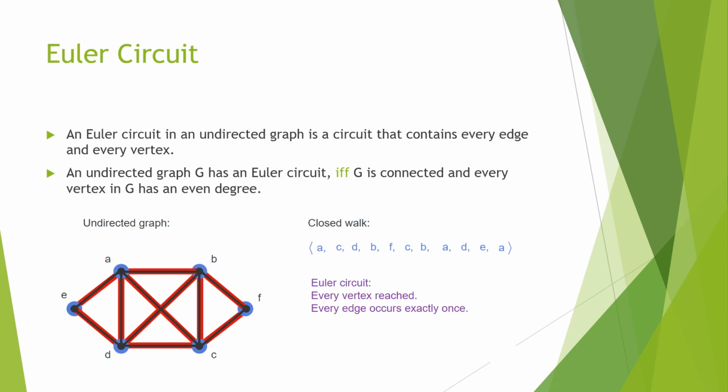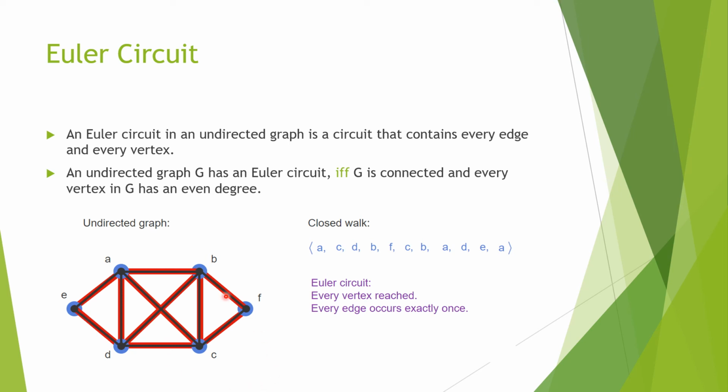Next, we define a Euler circuit in the following way. A Euler circuit in an undirected graph is a circuit with a specific condition. What's the condition? The condition is it should contain every vertex and every edge. So since it is a circuit, it should not have repeated edges, and since it is a Euler circuit, it should contain all the edges. So every edge should be in a Euler circuit exactly once, which means one and only one time.